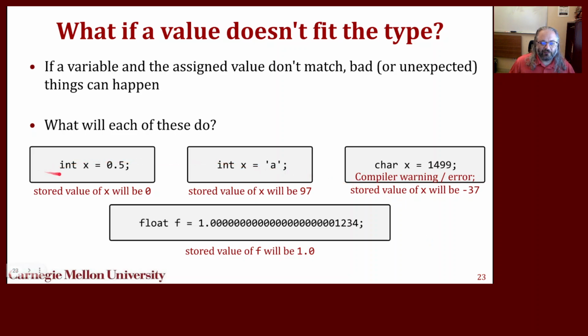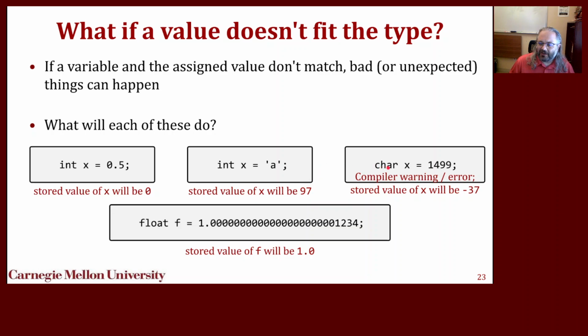So in this case, if we assign a literal value of 0.5 to an integer, the compiler is simply going to truncate the decimal part of that and store it as an integer. This will be an integer value of 0. If I give an ASCII character to an integer, it's simply going to store the integer value of that ASCII character, which we saw before. The ASCII value of A is the integer 97.